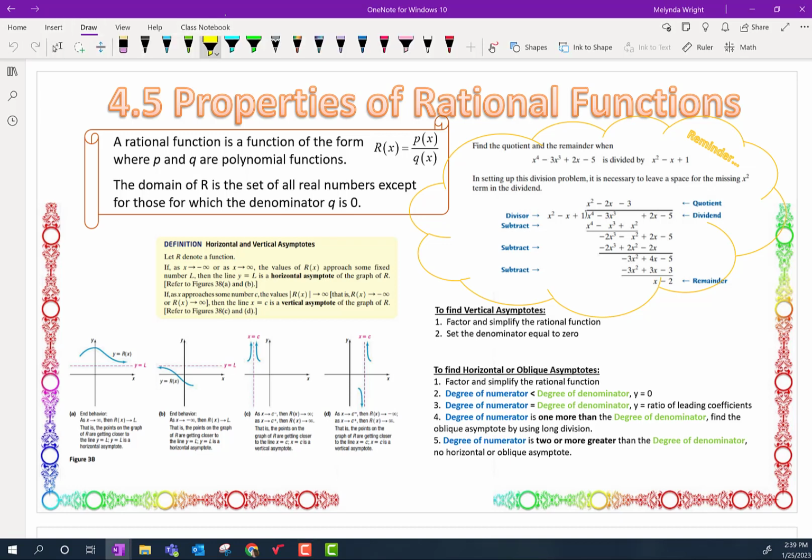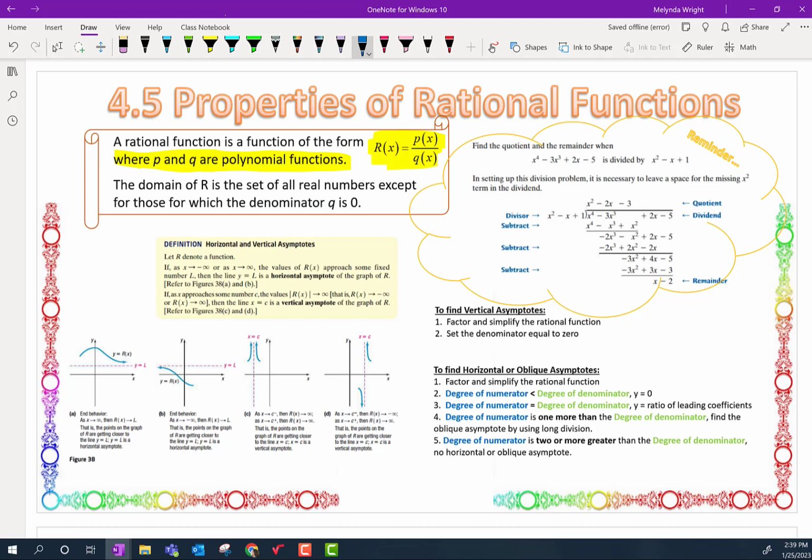So a rational function looks like this. It's like a fraction where P and Q are polynomials. So basically, it's a division of two different polynomials. That's what a rational function is. We will be finding domain today.